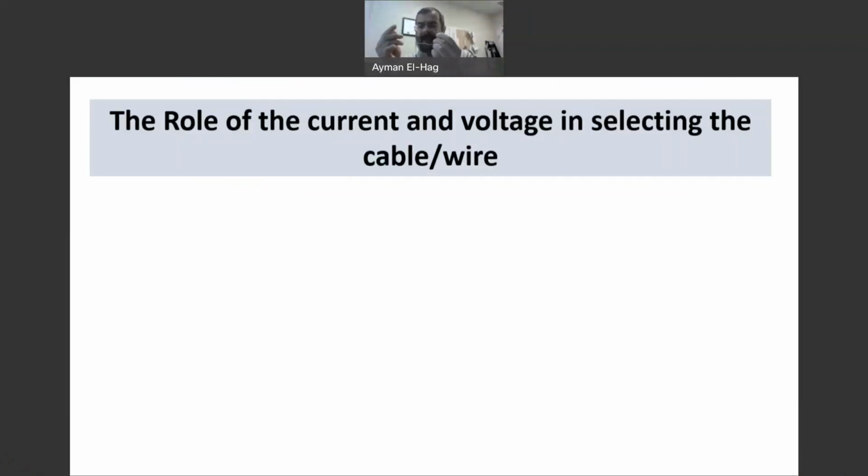Any cable or wire is basically composed of two things: the conductor that will have the current pass through it, and the insulation around it, which is made mainly from polymer material like PVC and other materials. This insulation is to insulate the live conductor from anything around it so that there will be no flashover between the conductor and the surrounding objects.